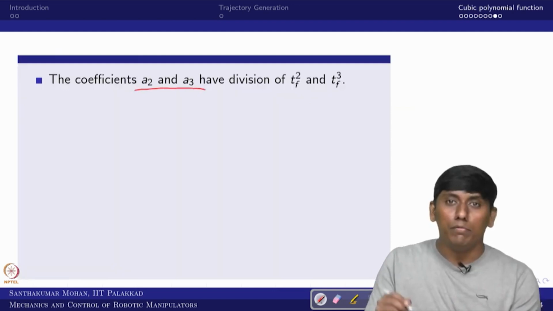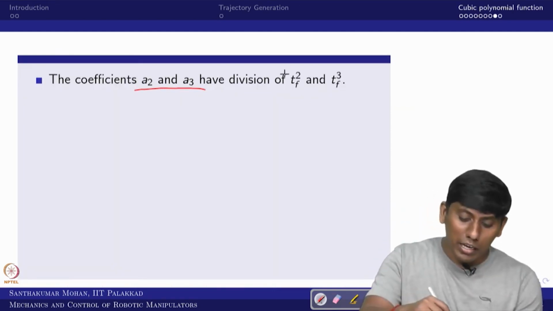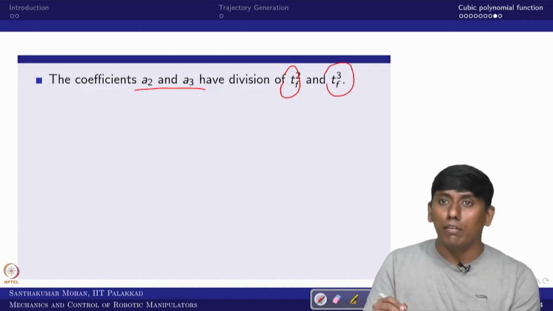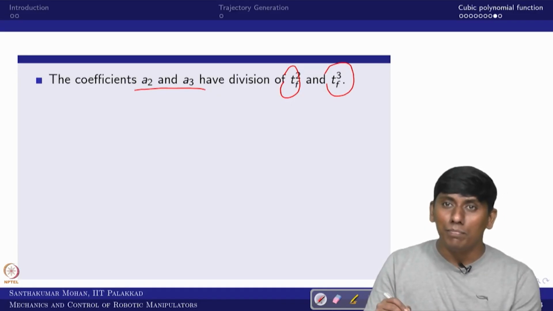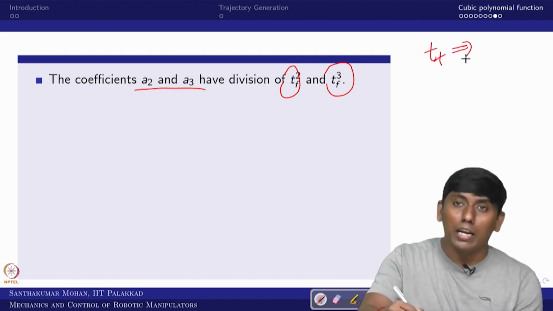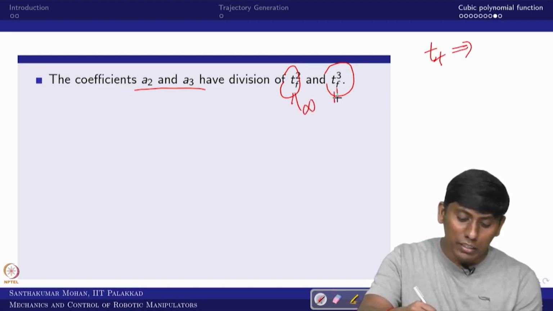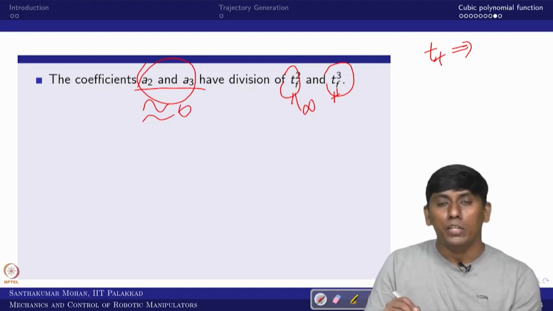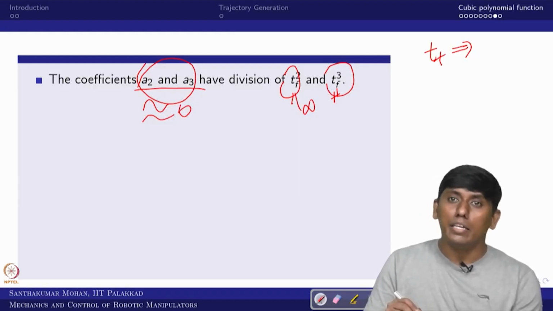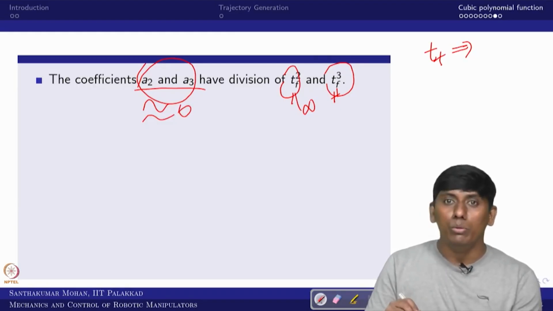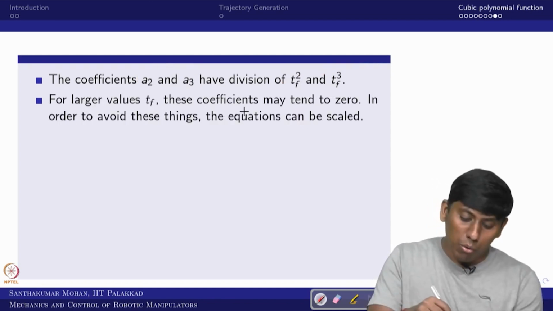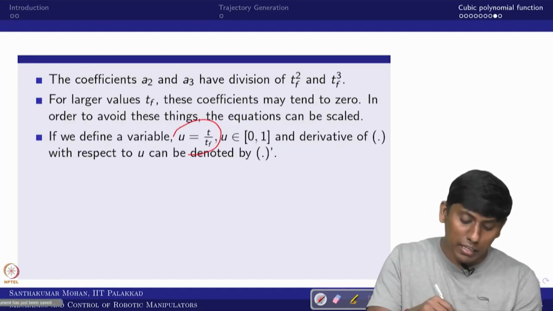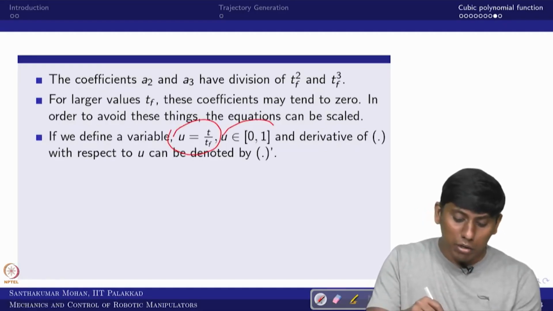If you recall the variables, a2 and a3 have tf squared and tf cubed in the denominator. So when tf is very large, the denominator becomes very large, and a2 and a3 approach 0, which we need to avoid. For that, we take a new variable called u, taking u as t by tf.